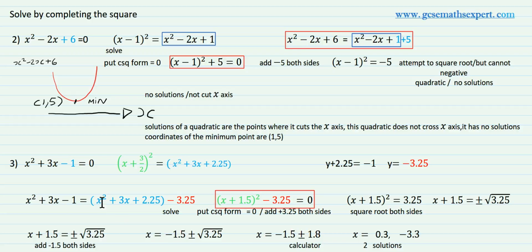Now, this x squared plus 3x plus 2.25 is equal to x plus 1.5 all squared. And this minus 3.25 you just carry here. So that is the completed square form. Then you put the completed square form equal to 0.